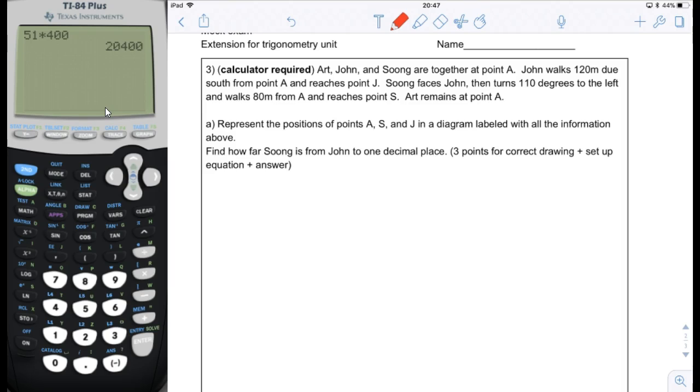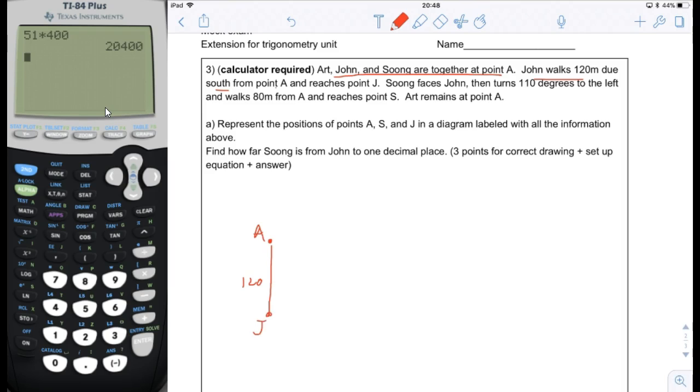Okay. All right. First of all, you have Art, John, and Sung together at point A. John walks 120 due south. Due south means directly south from point A and reaches J. Okay. So we have everybody at this certain point. We have Art, John, and Sung all at this point A. And John is going to walk 120 directly south, until he gets to point J.